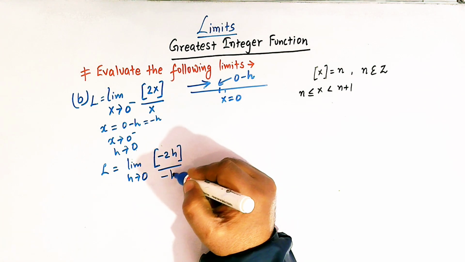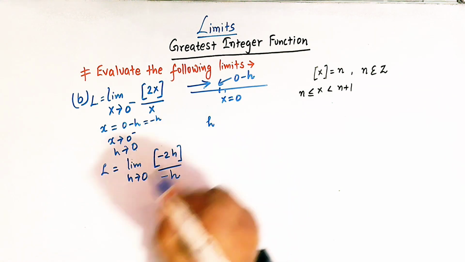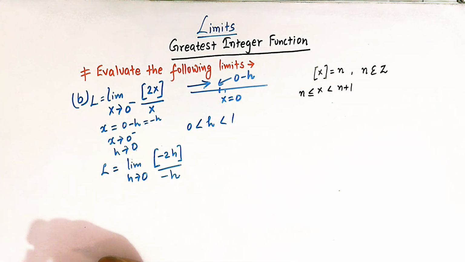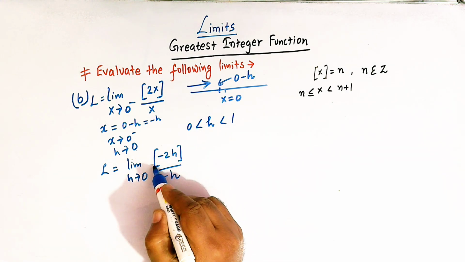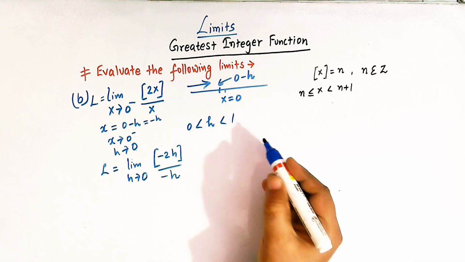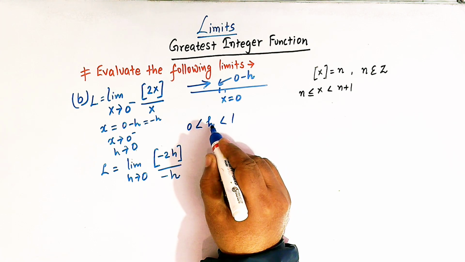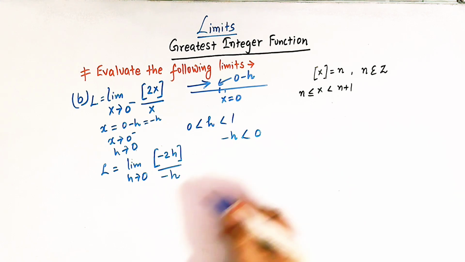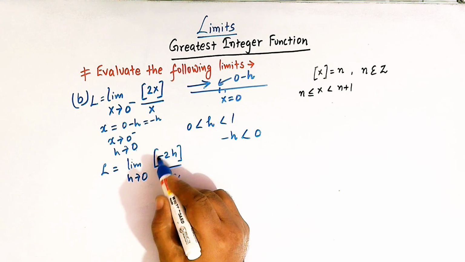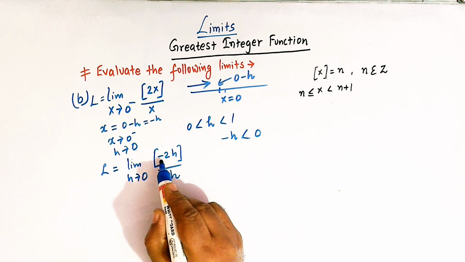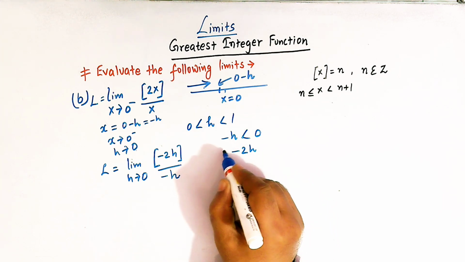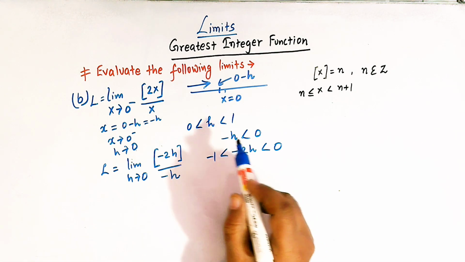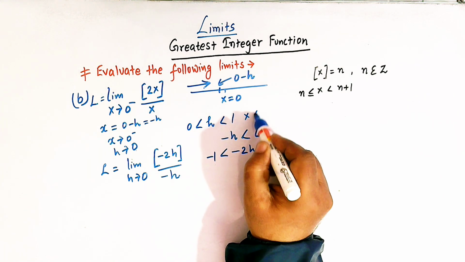So as we have stated earlier, h is infinitesimally small, but it is always greater than 0 and less than 1, right? Now see, here we have a term inside the bracket, the negative of 2h. So when h is greater than 0, then negative of h is less than 0, right? And here we can see that this quantity, negative 2h, lies between minus 1 and 0. We can obtain this inequality by multiplying the inequality by negative 2.